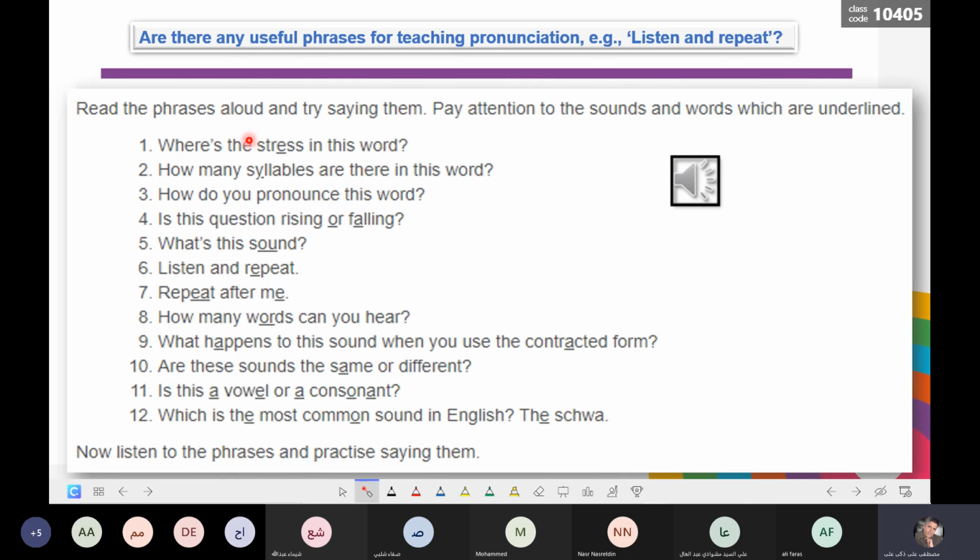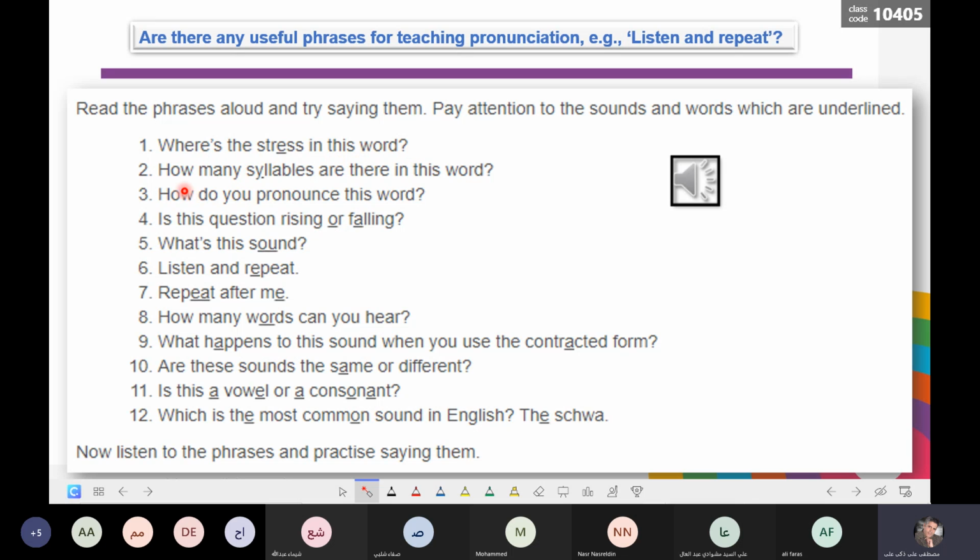We have many different phrases. We need to read these phrases aloud and try saying them, and we need to pay attention to the sounds and words which are underlined here. I can ask my students about the stress in this word. So the question will be, where is the stress in this word?